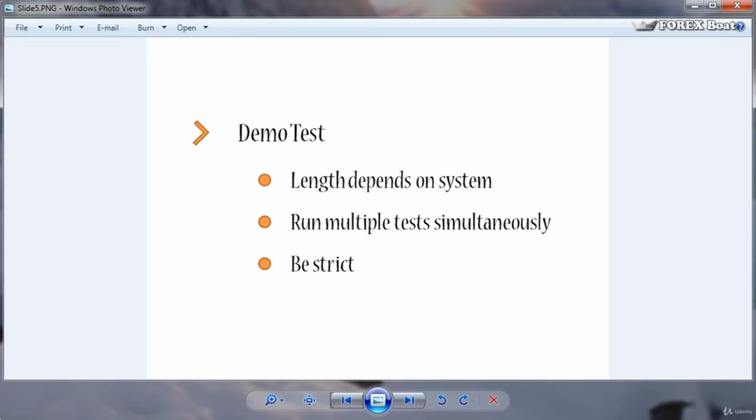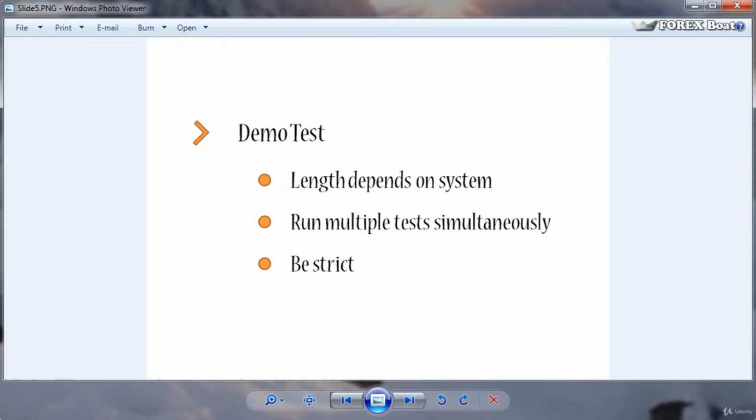Run multiple tests simultaneously. As you saw, we ran 4 demo tests at the same time. Very convenient because it's more efficient. You can run up to 8, 10, as many as you want, because that way you can compare them with each other, and you don't have to restart the whole thing with a different set if a demo test fails. You already have the other sets running, so you can just get rid of the underperforming sets along the way, and at the end you'll have the best performing ones.